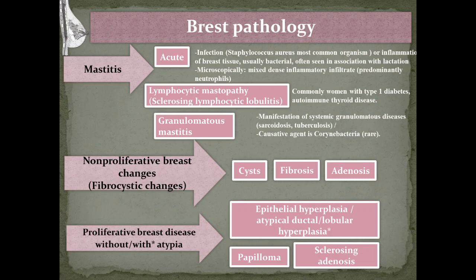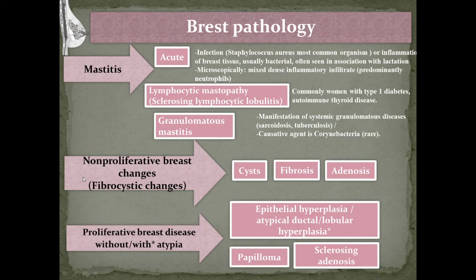First of all, inflammation of the breast is mastitis. It could be acute, and classically, if we are talking about the acute mastitis, it is associated with lactation. Also could be lymphocytic mastopathy and granulomatous mastitis. Between acute mastitis and lymphocytic mastopathy, there is a huge difference. Due to the acute mastitis, we have domination of the neutrophils, and lymphocytic mastopathy, oppositely, has a domination of lymphocytes.